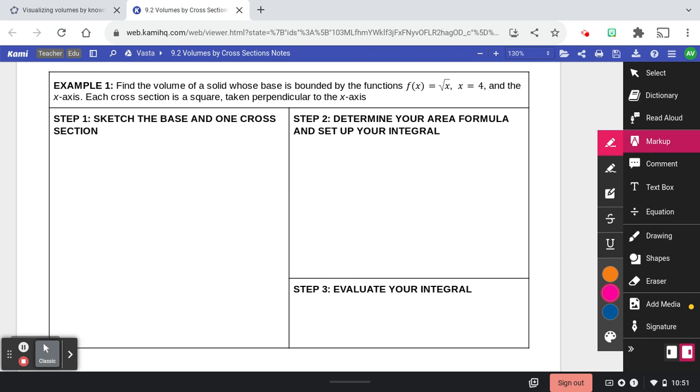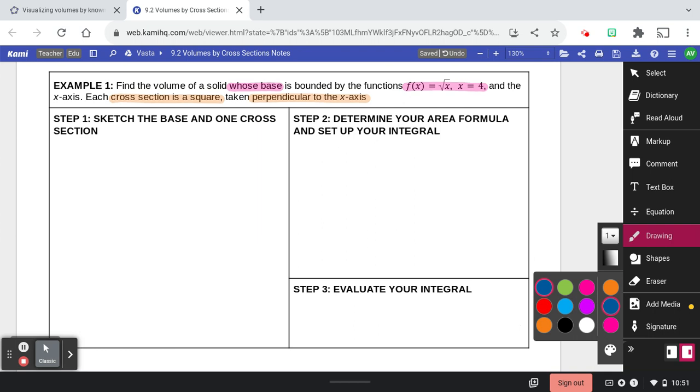Let's go ahead and take a look at an example. So this problem is a very typical AP question. It says, find the volume of a solid whose base is bounded by these functions. So that's telling me how to set up the base. And the x-axis. Each cross section is a square, and each cross section is perpendicular to the x-axis. Step number 1, when you don't have a visual and you're needing to figure this out, and they didn't say anywhere in the directions, here's your area formula, step number 1 is going to be to actually draw the base and think about the cross sections.